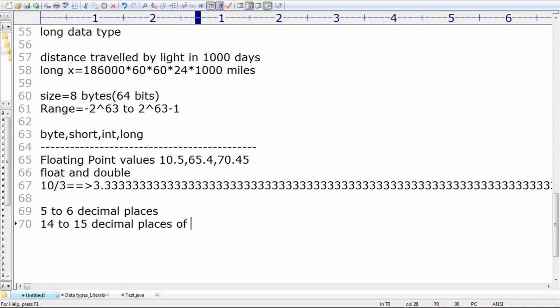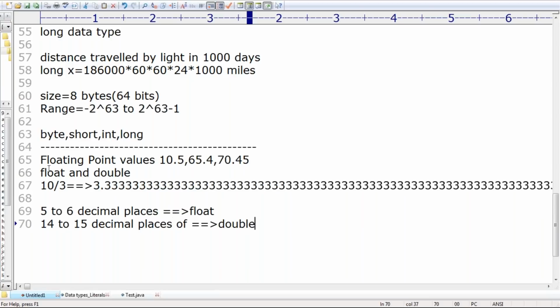If you want only 5 to 6 decimal places, consider after the decimal point only 5 or 6 digits, then we should go for the float data type. If you want to represent 14 to 15 decimal places of accuracy, then we should go for what? Double. Remember that, sir.